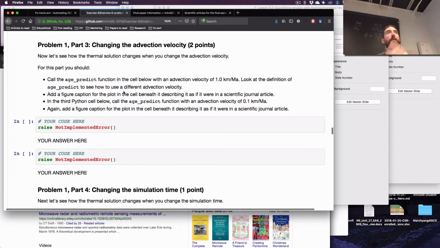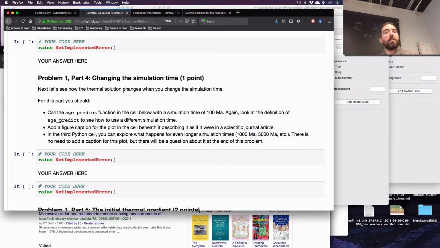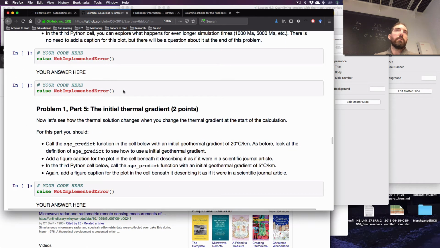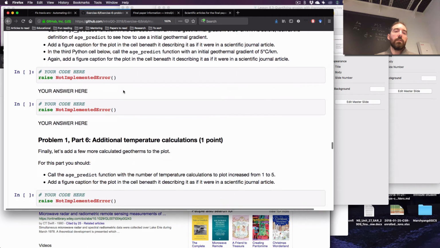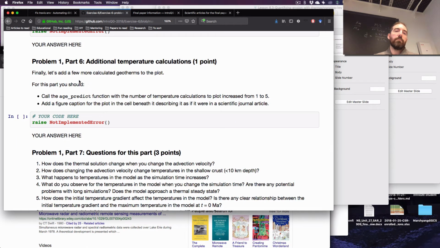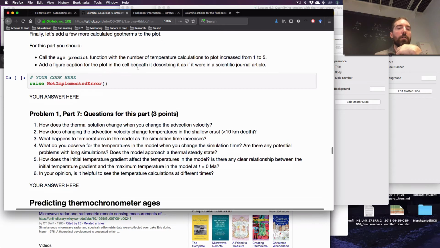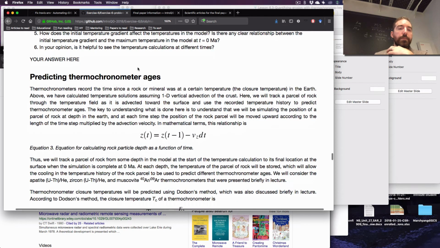After that, you play around a little bit with some of the variables that control the temperature in the thermal model. Change how fast the rate of advection is, change how long the model runs in terms of the geological time that it's running for, change the initial gradient in temperature, and then add some extra plotting stuff, and then there are some questions. This should be straightforward once you get a chance to look over the code.